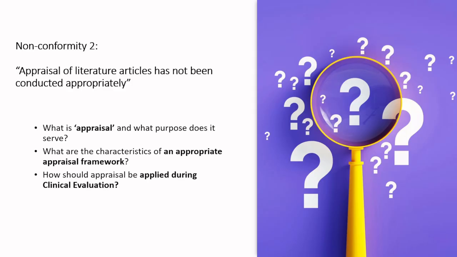Okay. So, non-conformity number 2, the one we're going to look at is this one. Appraisal of literature articles has not been conducted appropriately. This is one that we see a lot, and in order to explore it and ensure that you don't fall foul of it, we've broken down our approach to this into 3 steps. So first of all, we're going to consider what appraisal actually means, and what purpose it serves within the context of a clinical evaluation. And then we're going to look at the characteristics of an appropriate appraisal framework. And then finally, consider how appraisal should be applied during clinical evaluation.